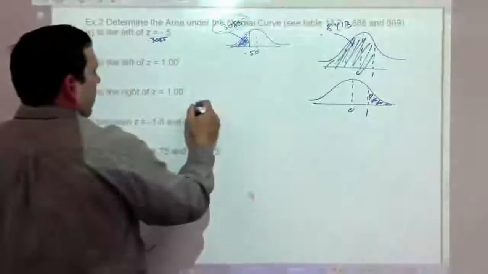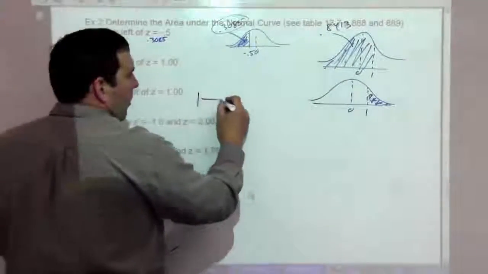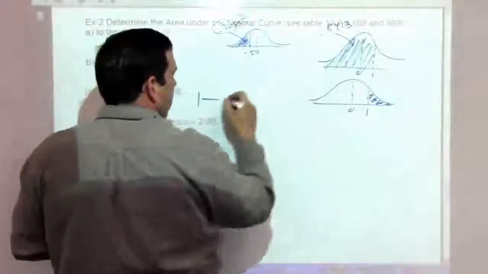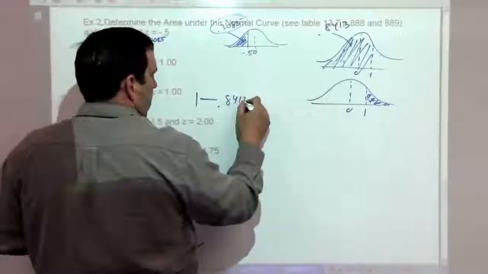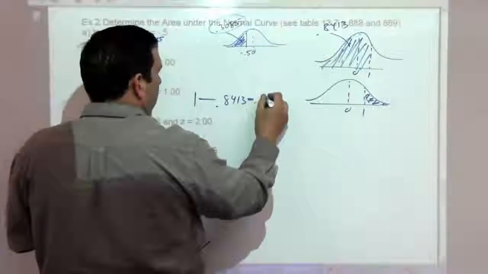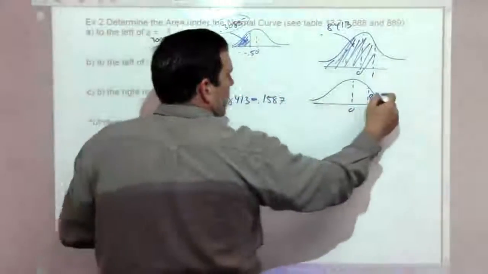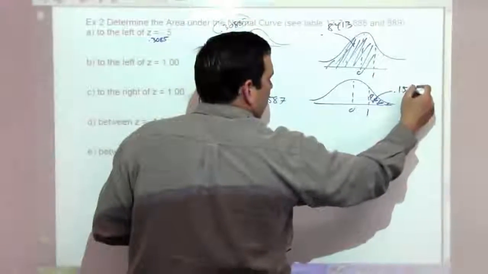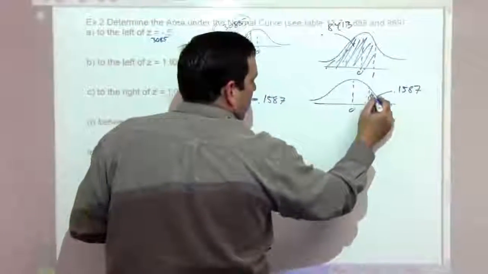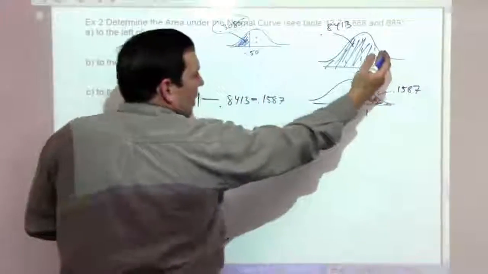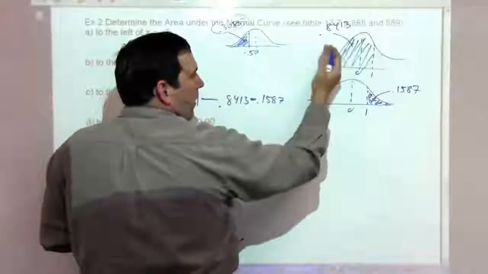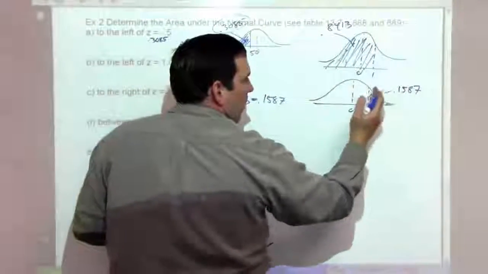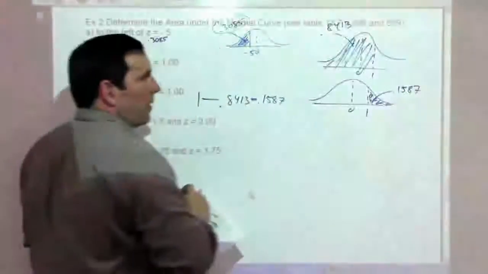Well, the total area under the curve is 1. 1 minus this other part is going to be 0.1587. So this region is 0.1587, the region to the right of the 1. To the left is 0.8413. We found that from the table. So to the right, we do 1 minus that value to get 0.1587.